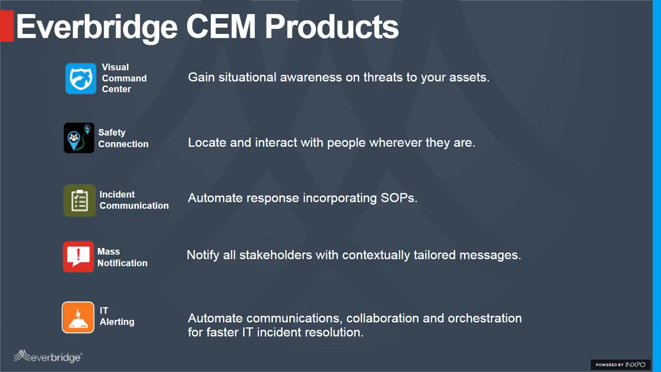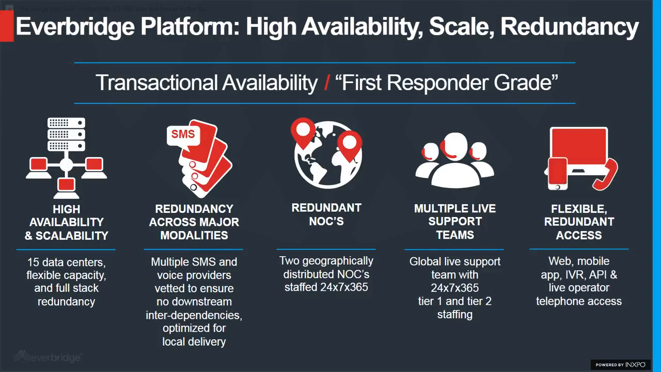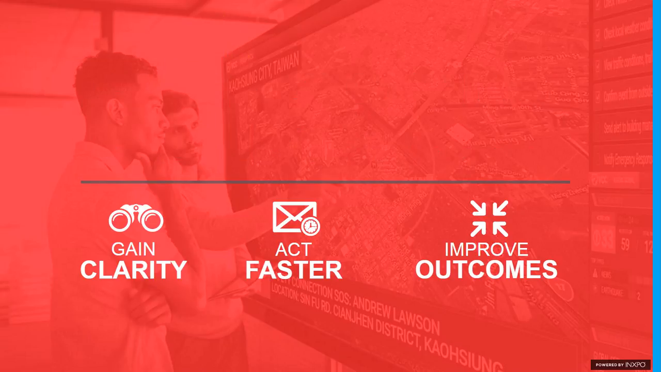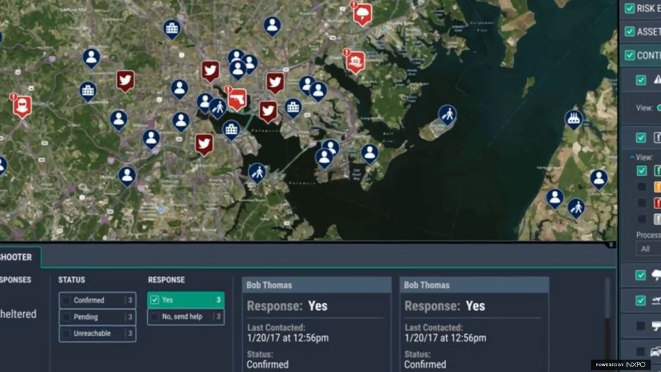Our incident communication module is really the automated workflow engine. Our mass notification module is the one that most people are familiar with, and it has the ability to communicate globally to over 200 countries on the map and have a redundant SMS gateway for every country on the map. IT alerting is really designed around IT incidents, and all of this lives on a highly available, scalable, redundant platform with a 24/7 support team that can even launch notifications on behalf of our clients so that they can respond to incidents faster.